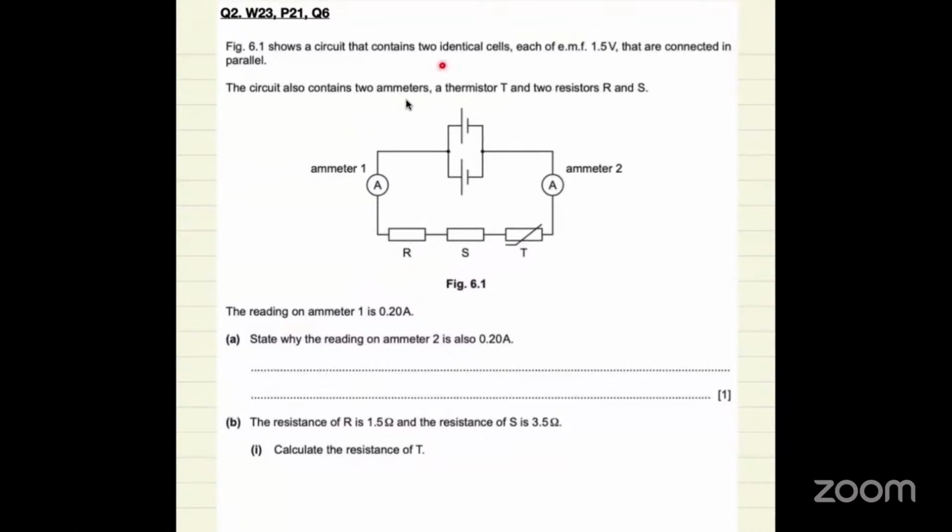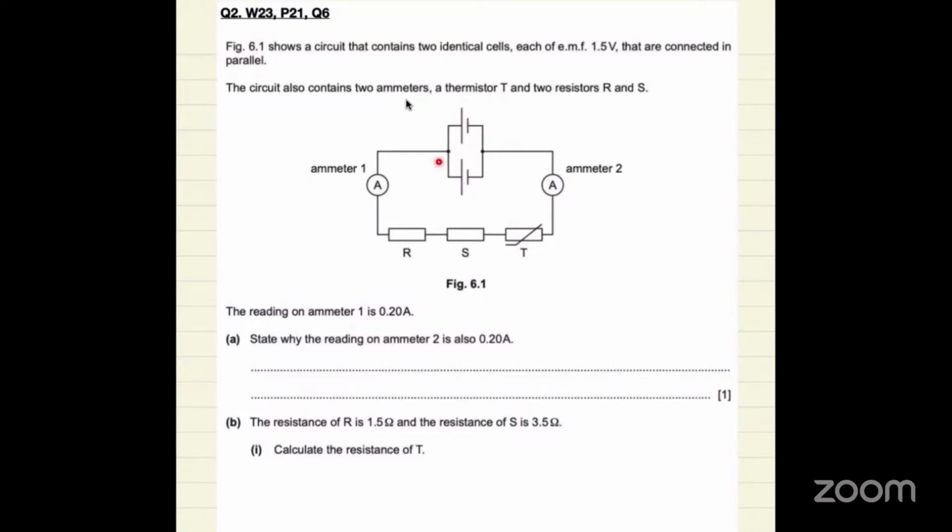So this says the circuit contains two identical cells, each of EMF 1.5 volt that are connected in parallel. Again, a very recent question. Circuit also contains two ammeters, a thermistor, two resistors R and S. Again, my students know कि मैंने उनको ये सवाल एक बार क्विज में दिया था. Reading on ammeter 1 is 0.2 amperes. State why the reading on ammeter 2 is also 0.2 amperes.